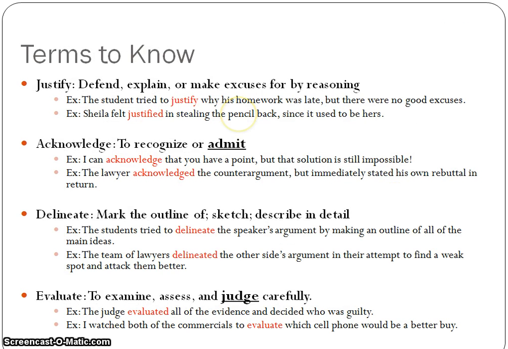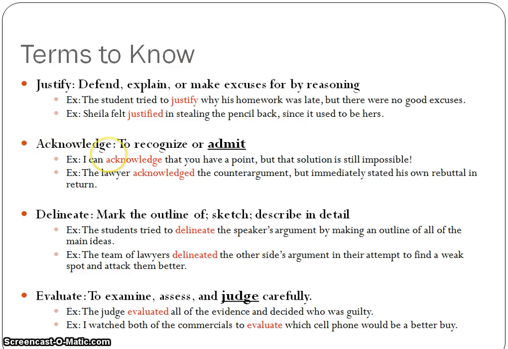Here are a few more terms that we need to know. All of these verbs are actions that you might take during a debate. If you justify something, then you're defending, explaining, or making excuses for it through reasoning. So if the student tries to justify why his homework was late, but there were no good excuses, then he tried to provide reasons why his homework was late, but he maybe failed.